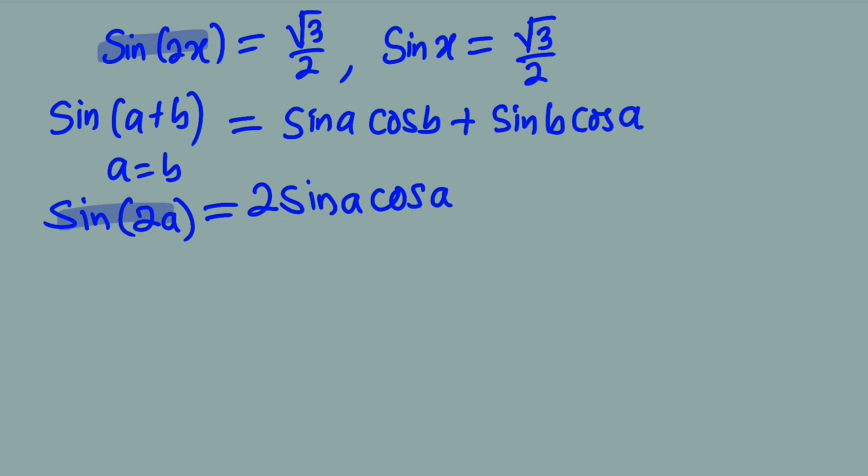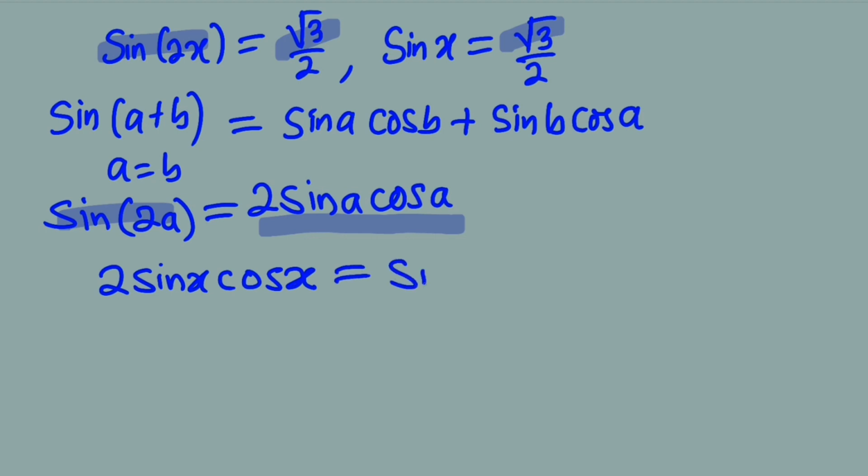If x is equal to a, instead of sine 2x, we can now write it as 2 sine x cos x. So we have 2 sine x cos x. And since they have the same values, we can now equate them. So this is equal to sine x. So we are going to solve for x.